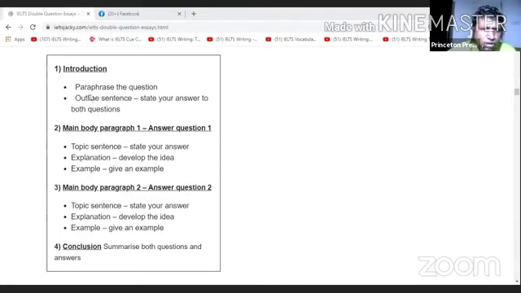What should go into the introduction? You paraphrase the question. You write it in your own words. You must paraphrase it. Think about anybody who will be reading it, who doesn't have the question. While reading your introduction, he or she should be able to understand what the question was, even without seeing it. You get my point?